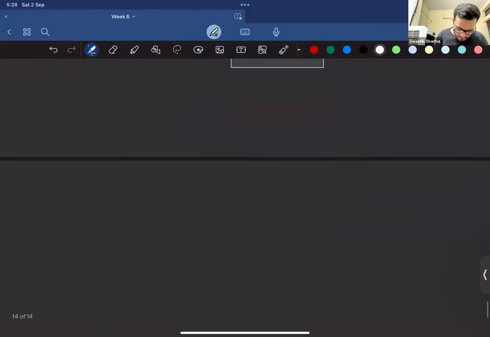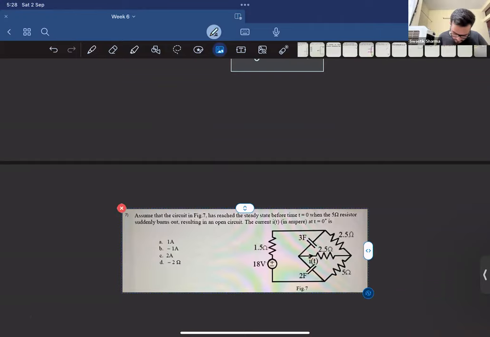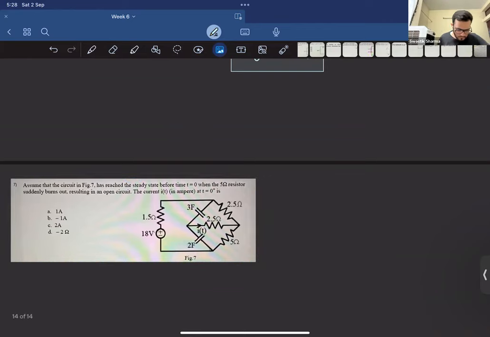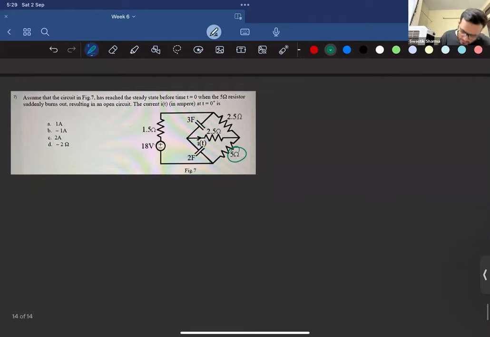So let's move on to the next question. Okay, so we are given a circuit over here, and it's saying that the circuit has reached a steady state before time t equals to 0. And then the 5 ohm resistance suddenly burns out. That means the circuit becomes open circuited. The current I at t equals to 0 plus. Since we know the voltage across the capacitors can't change abruptly, Vc at 0 plus is equal to Vc at 0 minus.